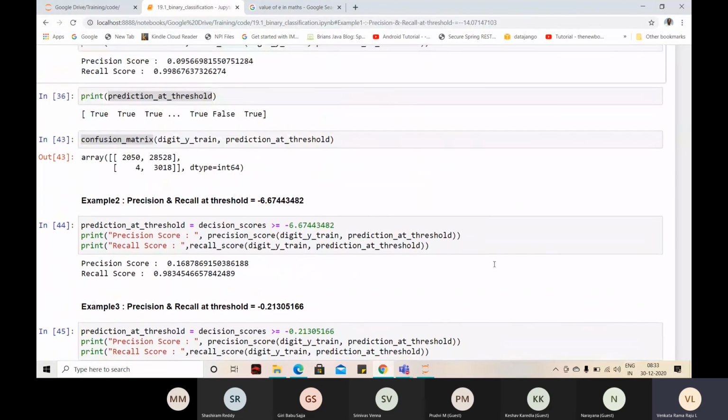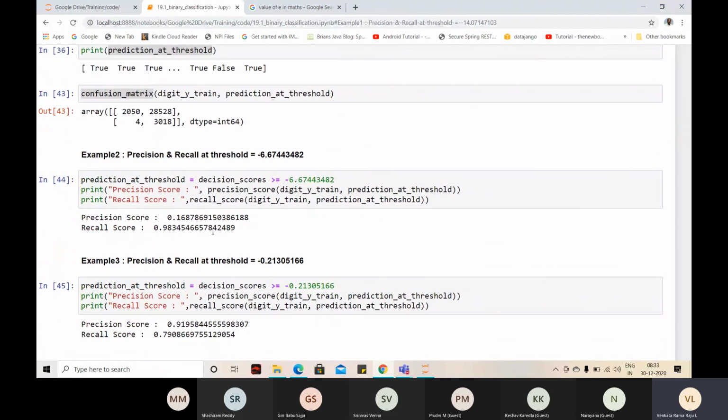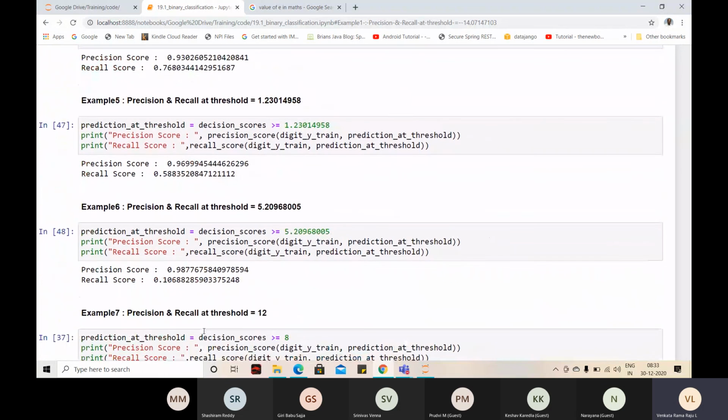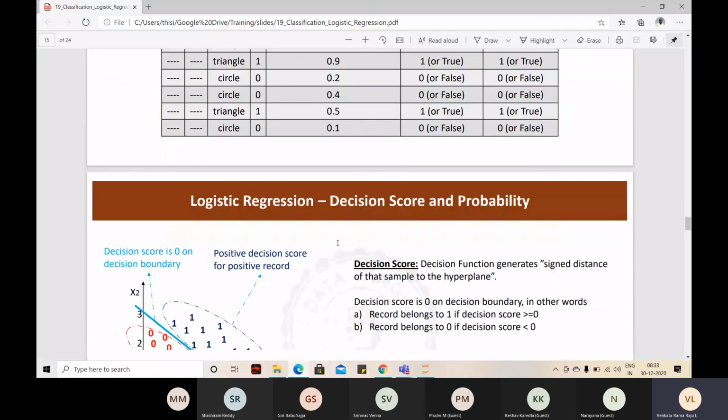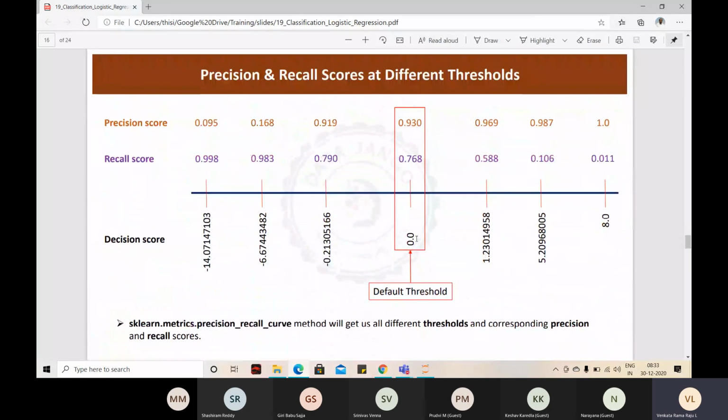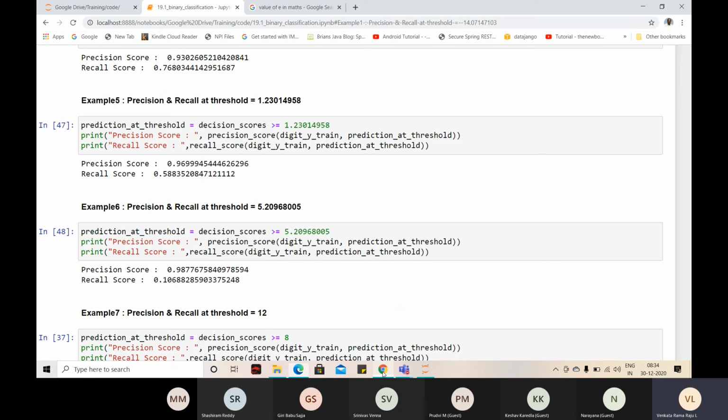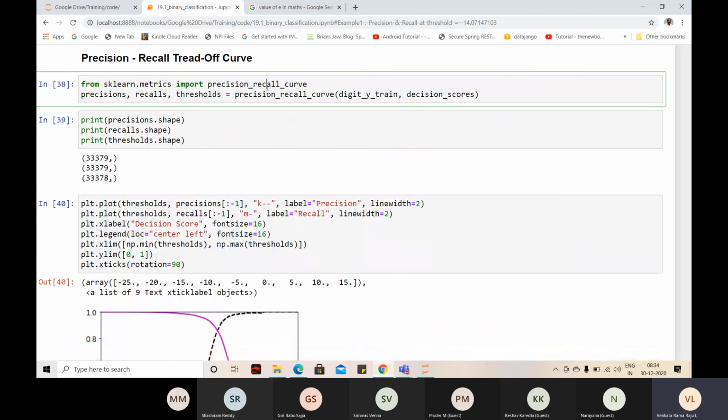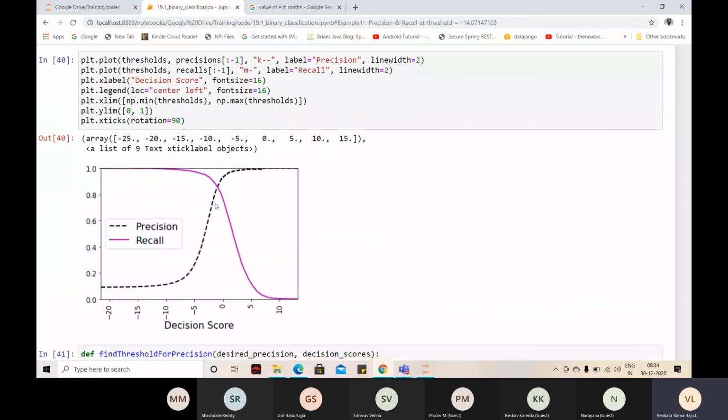So I have taken different thresholds and tried to calculate precisions and recalls. If you look at this diagram, at 0 threshold, this is the precision and recall we got. At this threshold, this is the precision and recall we got. At different thresholds, we are getting different precisions and recalls. There is a function called precision recall curve, which gives you precisions and recalls at different thresholds. You can plot it and see how the model is behaving at different thresholds.